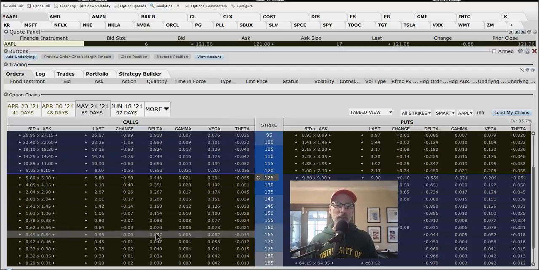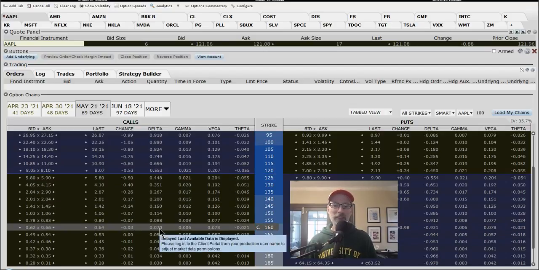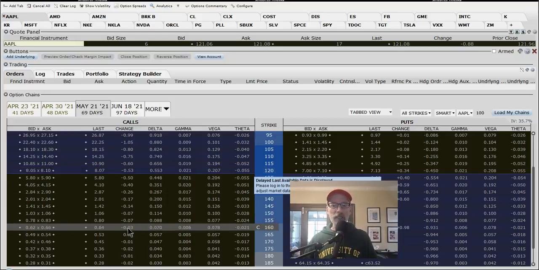So you have to consider deltas. This 160 call option only has a 0.07 delta, which means the option price will only move about 7 cents for every dollar that the stock goes up. These 120 calls will move about 55 cents for every dollar that the stock moves. So you have a trade-off. Do you want your option value to move a lot faster along with the stock, or do you want to pay less money for one of these cheapy options? It's completely up to you.